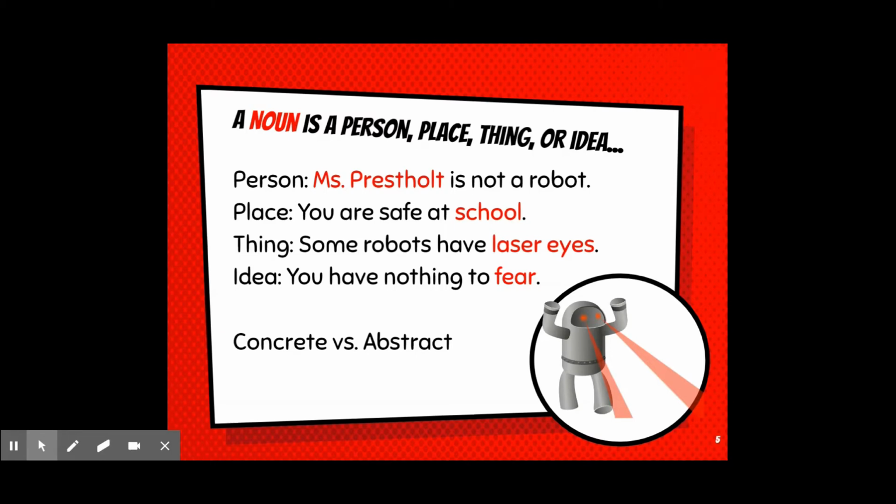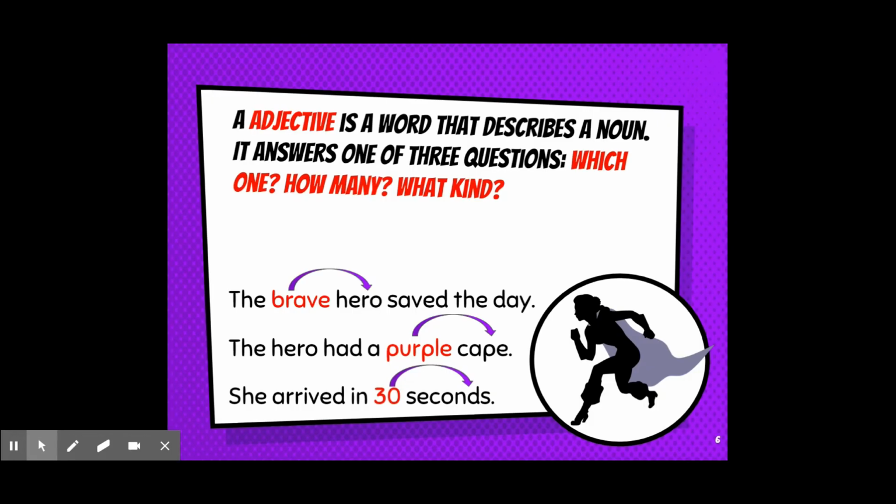Now let's move on to adjectives. An adjective is a word that describes a noun, so it answers one of 3 questions: which one, how many, or what kind. These questions are really important for identifying adjectives within a sentence, so I would definitely make note of them.